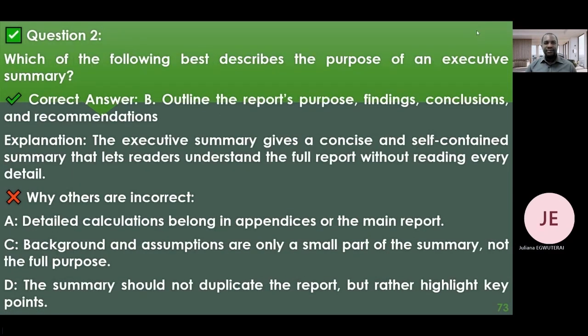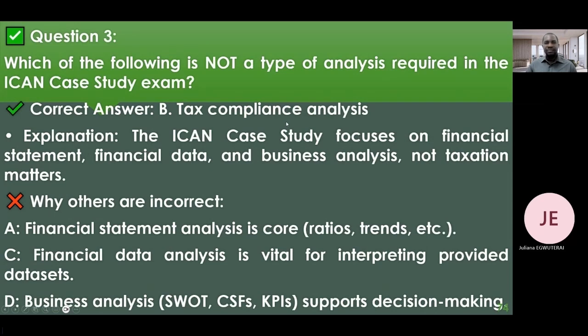Number 2. Which of the following best describes the purpose of an executive summary? B. It outlines the report's purpose, findings, conclusions, and recommendations. Explanation: the executive summary gives a concise and self-contained summary that lets readers understand the full report without reading every detail. Exactly. Number 3. Which of the following is not a type of analysis required in the ICAN case study? She still got it.